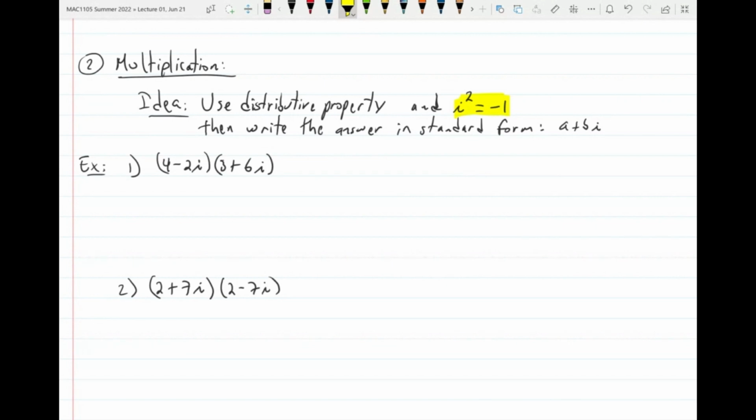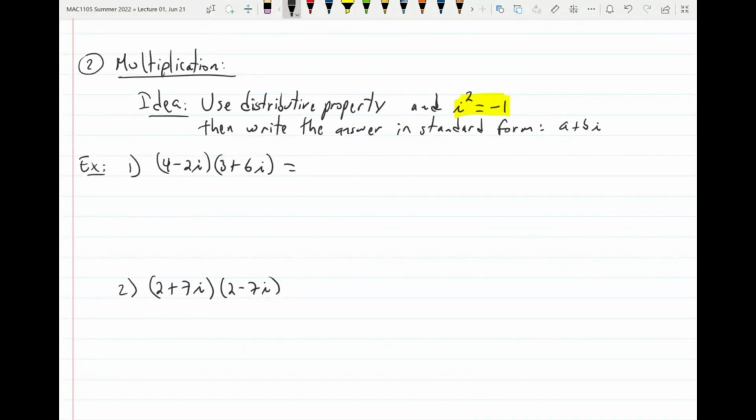Anybody have an answer for number 1? Yes, 24 plus 18i. Is everybody getting the same thing? So 24 plus 18i. Is everybody getting that? Okay, so let's do it just in case.